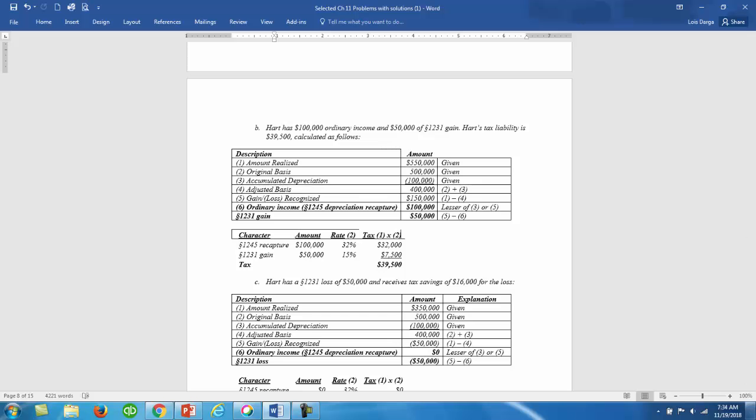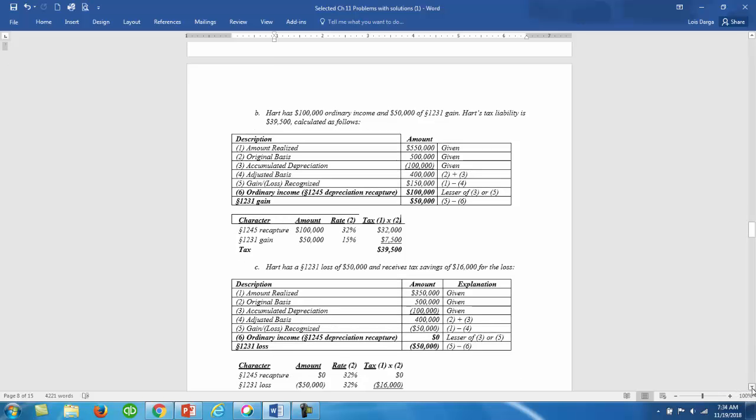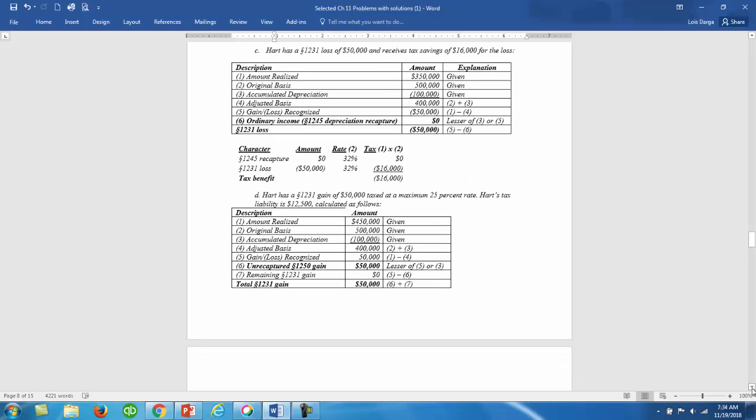Now in C, we have the asset sold at a loss. When a loss occurs, it is all Section 1231 loss. And what happens then is it benefits the taxpayer because it's deemed to be an ordinary loss. So taxpayers like ordinary losses because it offsets their ordinary income. So by being able to deduct a $50,000 loss, even though the bad news is there was a loss, the good news is that that loss saves him 32% to offset the income from other sources. So it saves him $16,000.